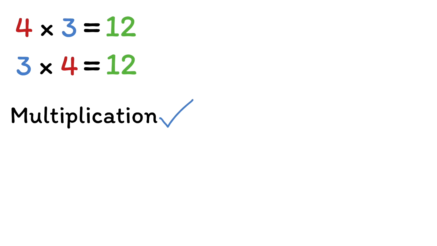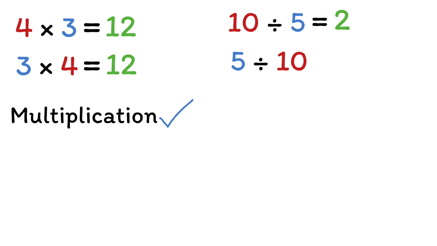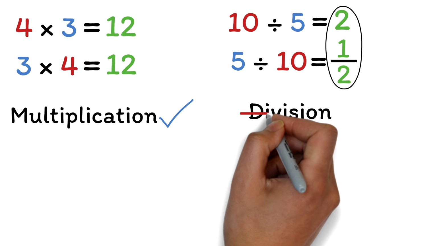Now, let's do an example for division. Let's say we have 10 divided by 5. If we solve this, we will get 2. Now, let's swap the positions of the 10 and the 5. Again, if we solve this, we will get 1/2. Here, the answers are different, so the commutative property doesn't work for division. Now let's talk about the associative property.